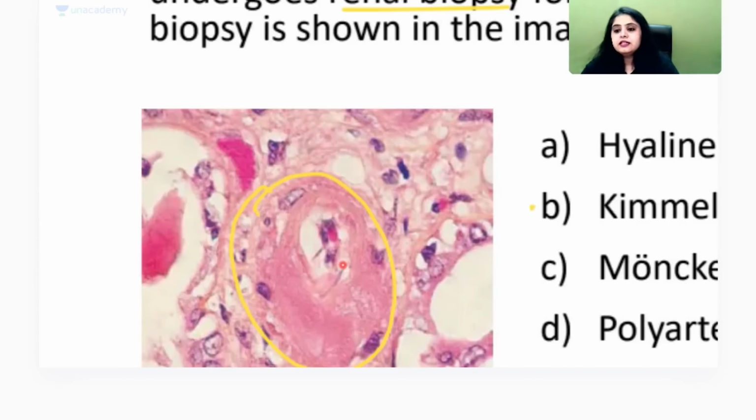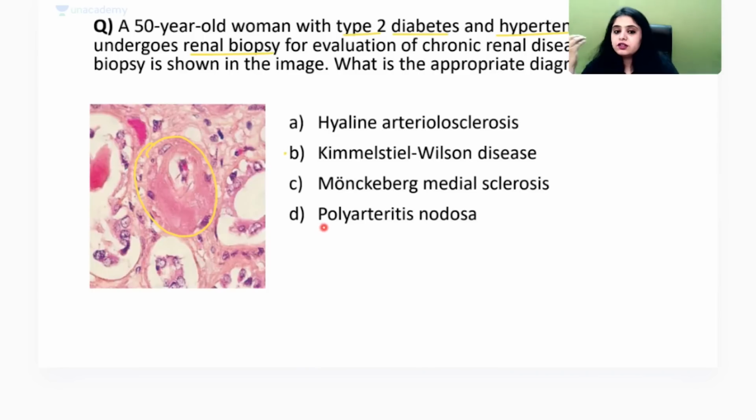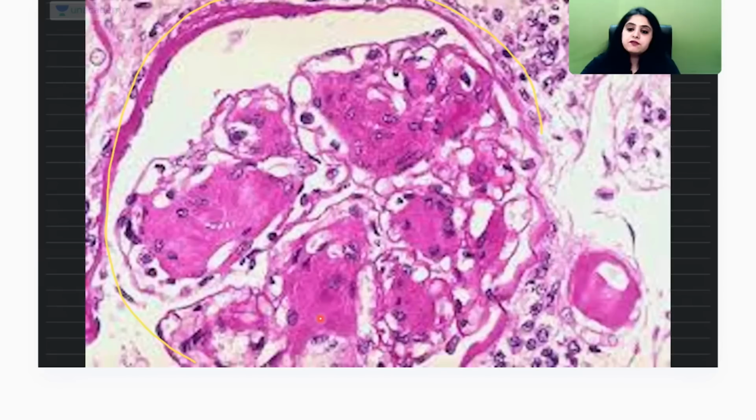This is a blood vessel. This was not the glomerulus. So this should never have been the Kimelstein-Wilson lesion. So first and foremost, this is Kimelstein-Wilson lesion. Can you all see this big glomerulus out here?